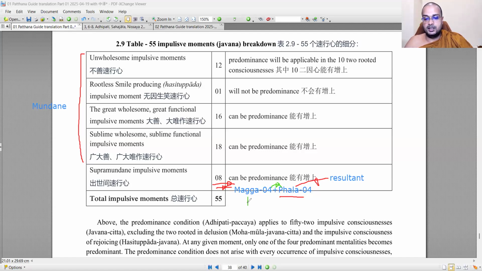That extinguishes the fire of defilement, right? So in the Magga consciousness there will be the eradication of defilements, the extinguishing of the defilements. And here, in its result, the fruit consciousness, there is something called tranquilizing effort. So it's a special case for the fruit consciousness. That's why the predominance condition is applicable here.